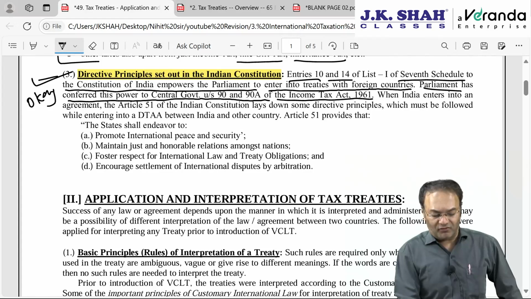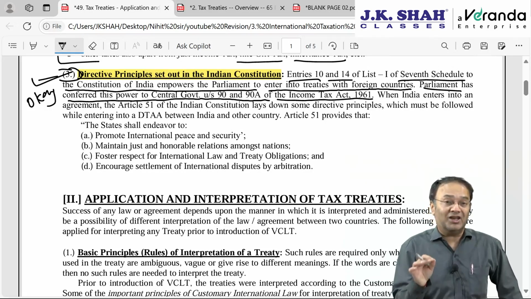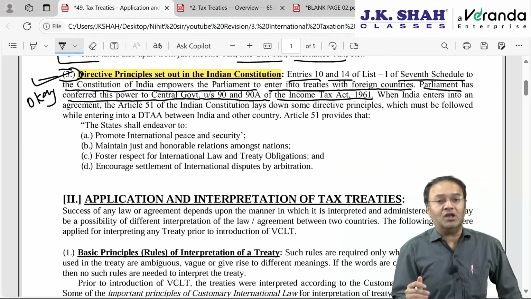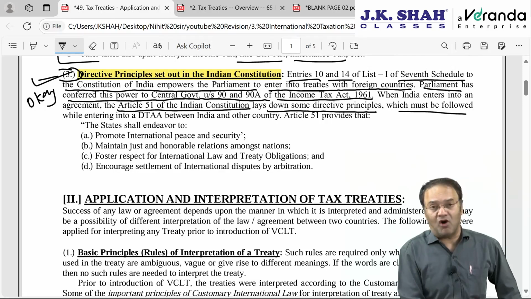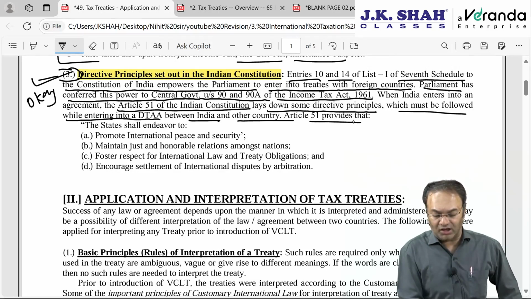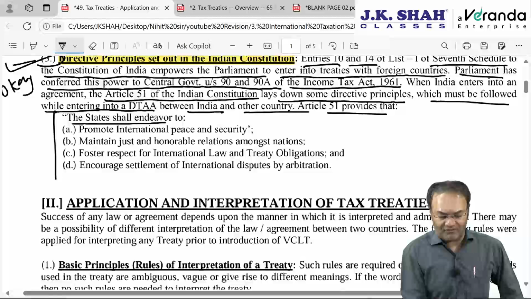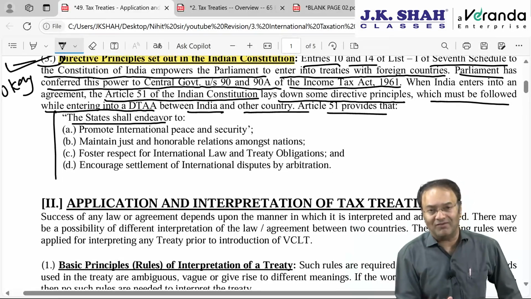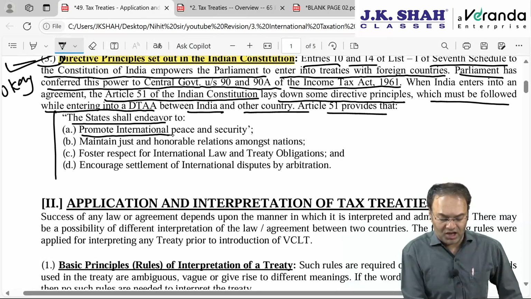Now the second half of this third point talks about directive principles. Directive principles while entering into a treaty are governed by Article 51 of the Constitution of India. It lays down some directive principles which must be followed by countries while entering into a DTAA between India and the other country. Article 51 simply states 4 points. It states that the states, as in countries, will have to endeavor, means try their level best, to follow these 4 principles. Number 1, promote international peace and security.